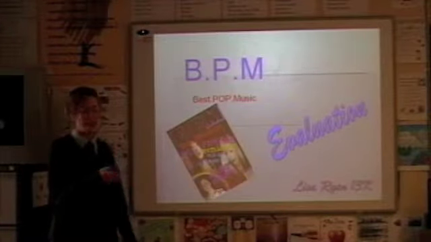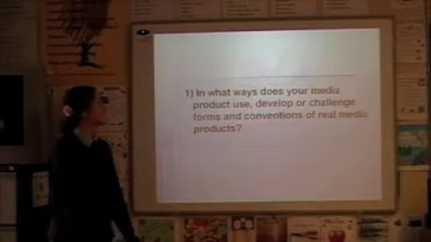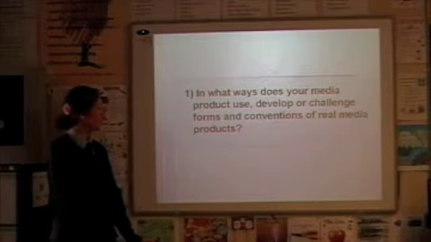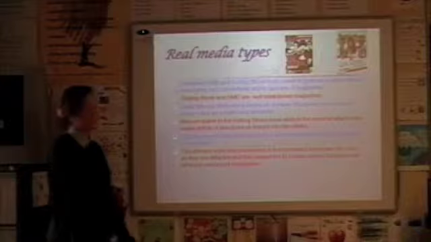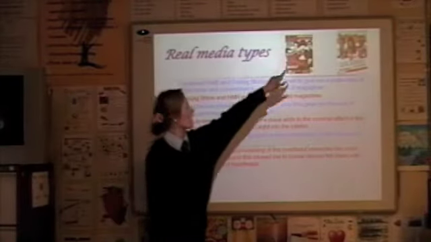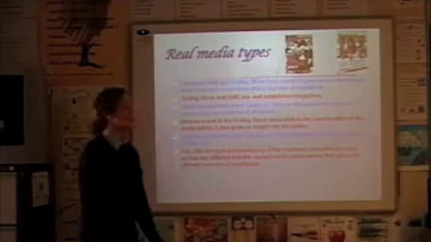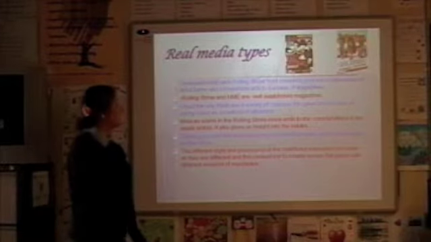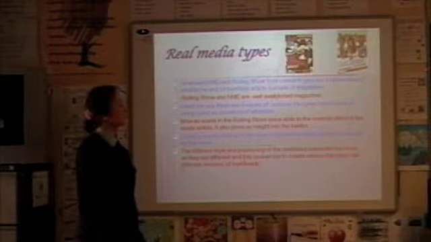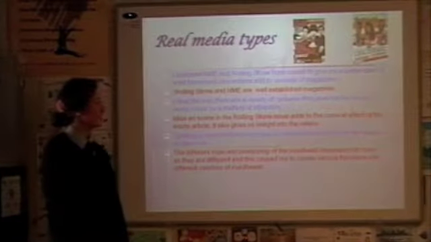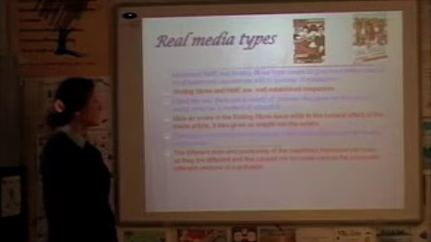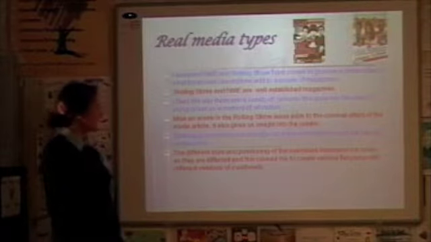My media evaluation. In what ways does your media product use, develop or challenge forms and conventions of real media products? Real media types. These are two images of two of the magazine covers that I analysed. I analysed NME and Rolling Stone front covers to give me a better idea of what forms and conventions to add to the success of magazines.